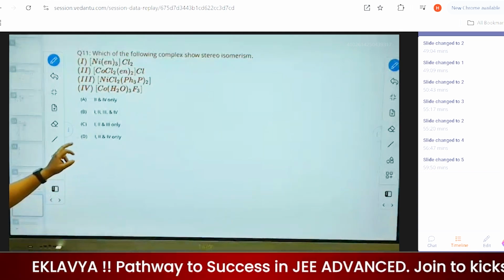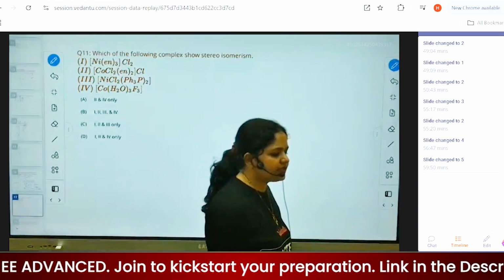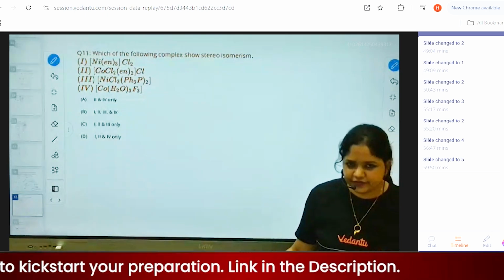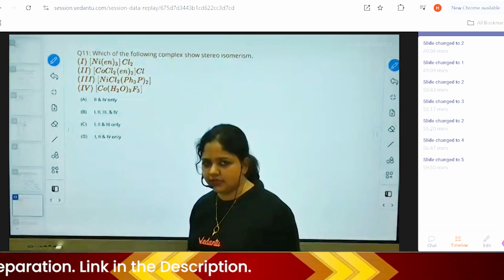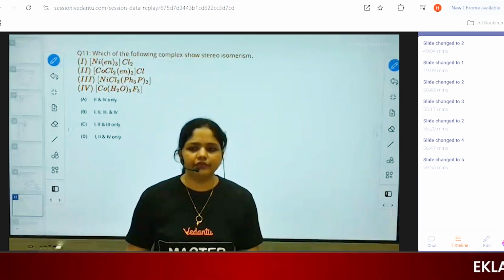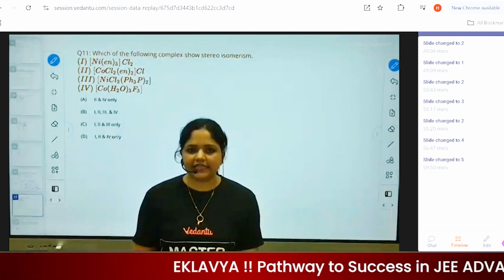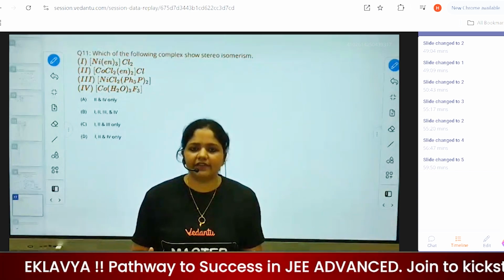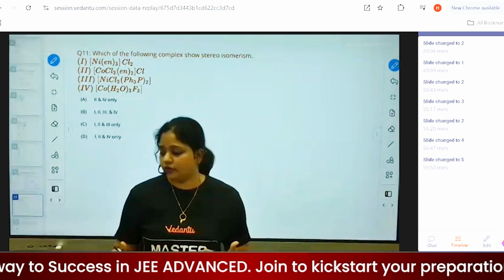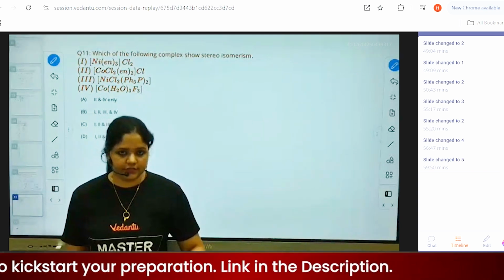Okay, which of the following complexes show stereoisomerism? Okay, for stereoisomerism, we have different isomerisms like structural and stereo. They're asking about stereoisomerism. So mainly what we will look for is the symmetry element. If there is any molecule which has any of the symmetry elements, plane or center of symmetry, then it will not show stereoisomerism.